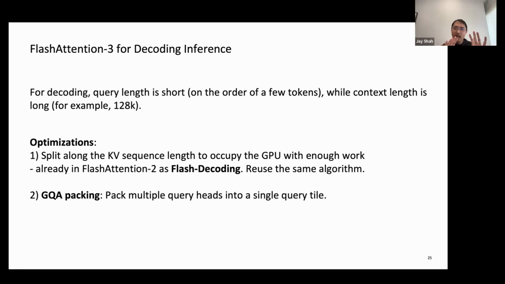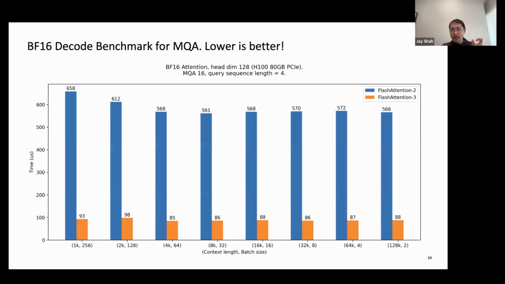a single query tile. And in this chart here, I chose these numbers very carefully. I have an MQA ratio of 16, a query sequence length of 4, its product is 64, which fills out exactly one WGMMA tile. So in this way, I'm able to get a 6 to 7x speed up in the decoding regime for Flash Attention 3.